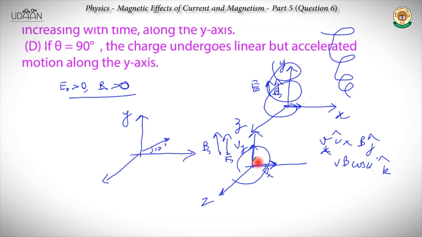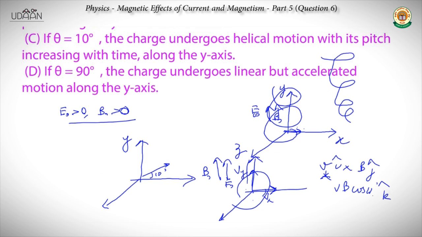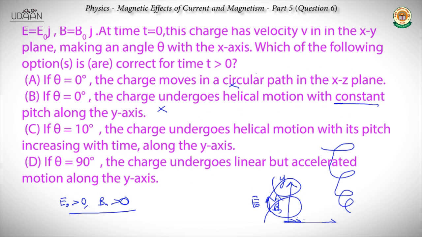But because it also has a velocity, it moves along the y-axis, and since E0 is there, this E0 increases the pitch, because the velocity in the y direction is also increasing with time. So because of that, it undergoes a helical motion with increasing pitch. So this option comes out to be correct.